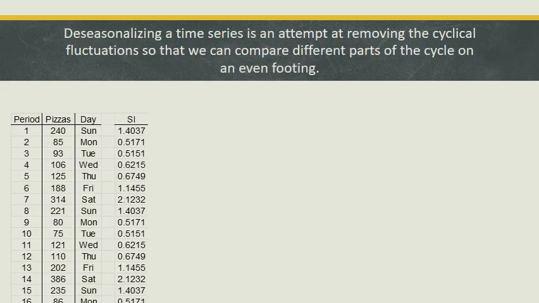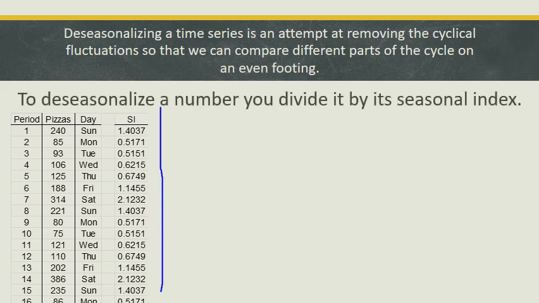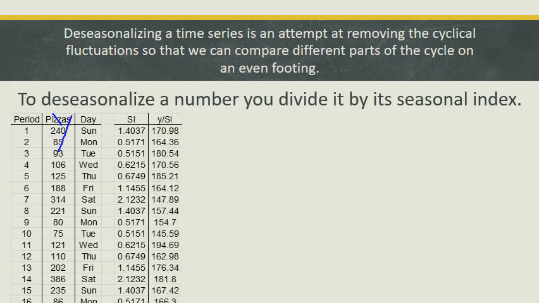Let's first look at deseasonalizing numbers. This is an attempt to remove the cyclical pattern from the data so that we can fairly compare different parts of it. To begin, I've shown part of the data set, and I've included the seasonal indexes for each day. To deseasonalize a data point, we just need to divide it by its seasonal index. So we just take Y, or pizza sales, and divide by its seasonal index to get these deseasonalized numbers. And we can plot them versus time as well.